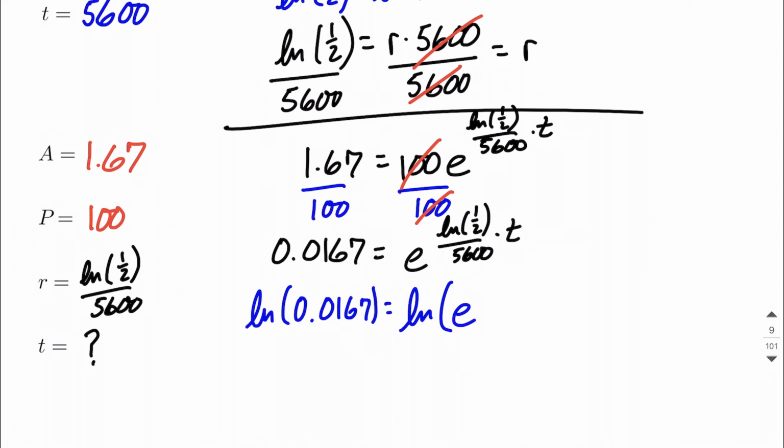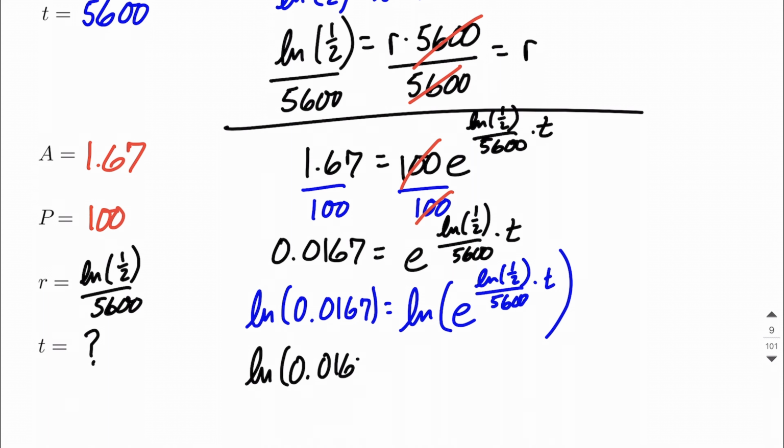And why I'm doing that instead of getting a decimal approximation for that rate is that this is going to be a more accurate answer. All right, so natural log of 1/2 over 5,600 times t, all up in the exponent, but it's about to be out of the exponent because we use that natural log. So we're going to get the natural log of 0.0167 equals the natural log of 1/2, just copying down our exponent, over 5,600 times t.